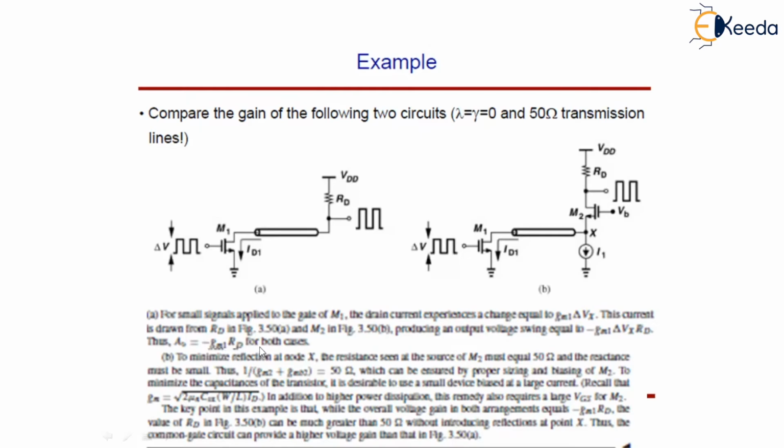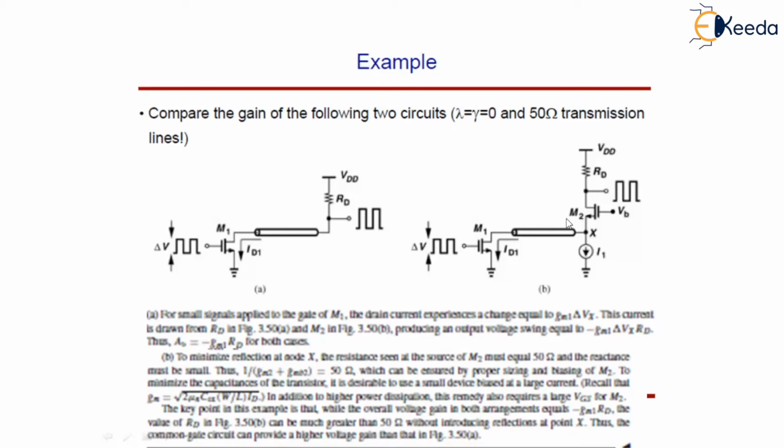Now for this case we have used two transistors, and they are used to minimize the reflection at node X, because we want the resistance seen at the source of M2 to be equal to 50 ohms, as it is a 50 ohm transmission line, and the reactance must be small. So the resistance seen by the source will be 1 upon gm2 plus gmb2, equal to 50 ohms, and it can be ensured by proper sizing and biasing of this transistor M2.